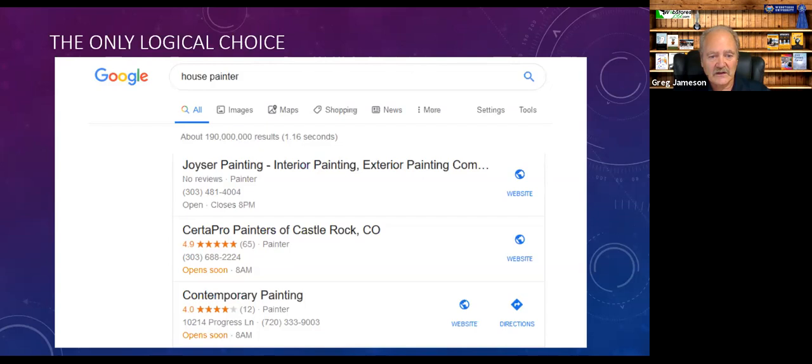And if you look at these, which one are you the most likely to click on if you were doing this search? Why don't you go ahead and type that into the chat as to which one you would be the most likely to click on here.